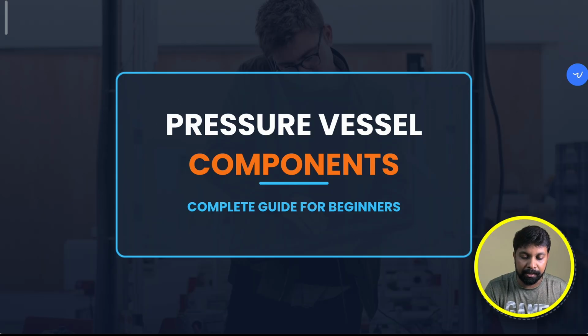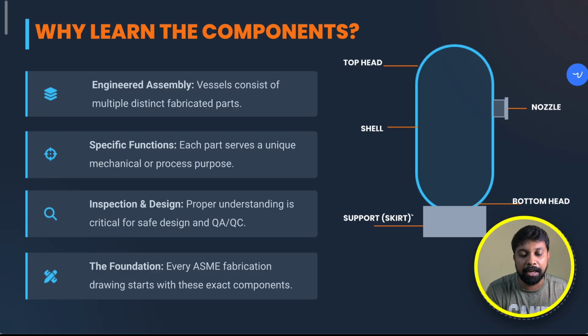Pressure vessel components. Why do we have to learn about the components? A vessel consists of multiple distinct fabrication parts, right? It is not only the shell and head. Each part serves a unique mechanical and process purpose. Proper understanding is critical for safer design, and we need to know about the foundation of the pressure vessel. We need to know how to read a drawing and how to understand a pressure vessel. For that, we need to know the exact components of the pressure vessel.